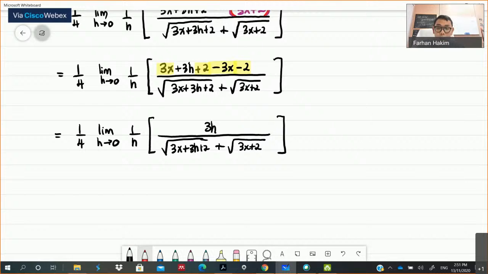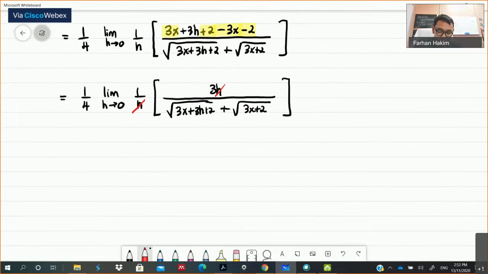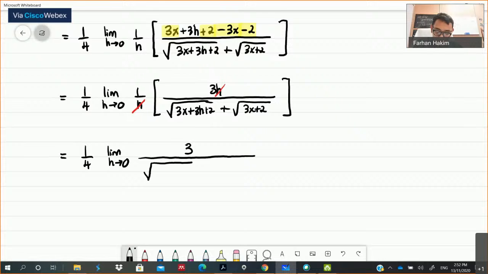All right, so note that we can cancel this h with h. That is our intention actually, to make that h cancel that h over there. All right, so now we are left with the part where we have 1 over 4 limit as h approaching 0 of 3 over square root of 3x plus 3h plus 2 plus the square root of 3x plus 2.